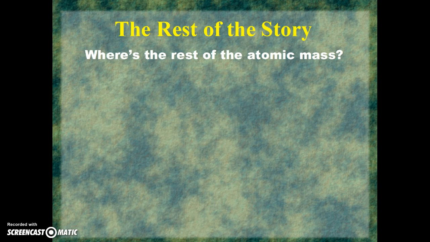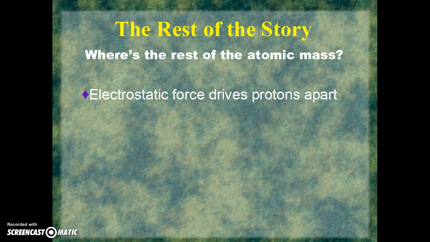Now, the rest of the story asks the question, where is the rest of the atomic mass? We know that helium has 2 protons, which each have a mass of 1 gram per mole, but it has an atomic mass of 4 grams per mole. So where's the rest of the mass? Well, the 2 protons will repel each other. Electrostatic force will drive the protons apart, and the nucleus is so small it would drive the protons apart with amazing force.